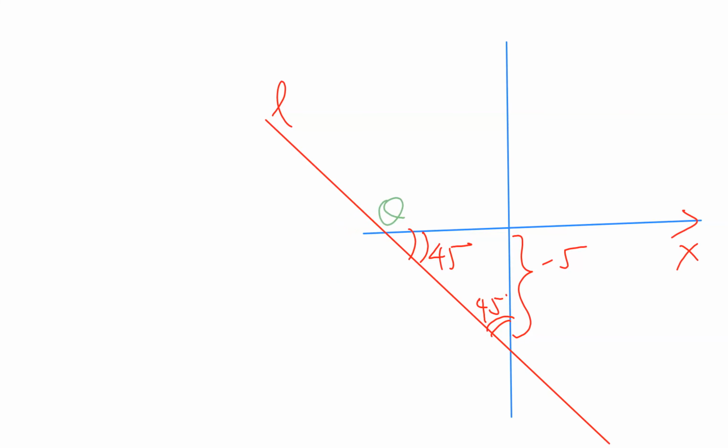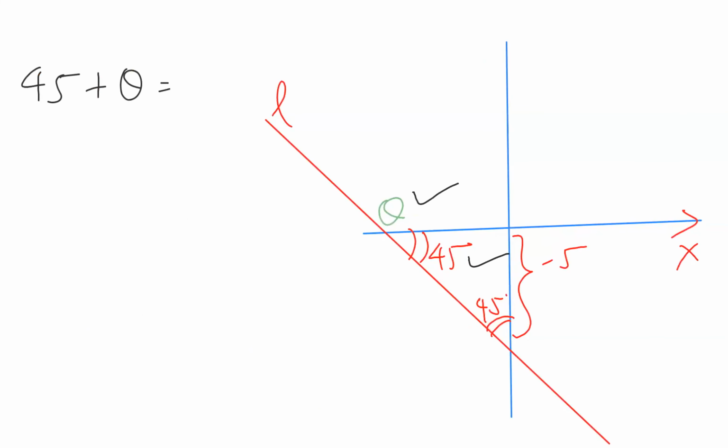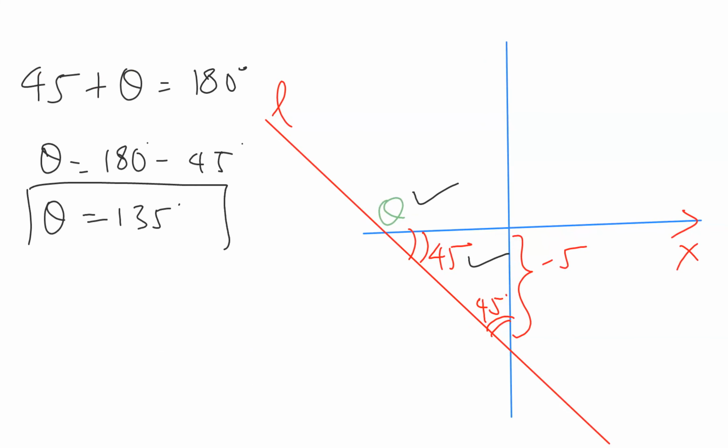Now see, this 45 plus this theta. This is the second possibility. One possibility, one solution we have already done over here. This is the second possibility. 45 plus theta is equal to 180 degrees because they form a linear pair. See, it's a straight line. So theta will be 180 degrees minus 45 degrees. So theta is equal to 135 degrees.